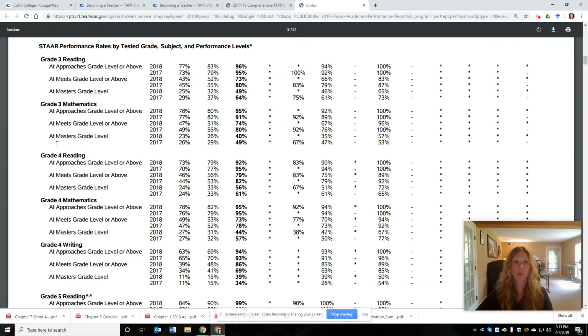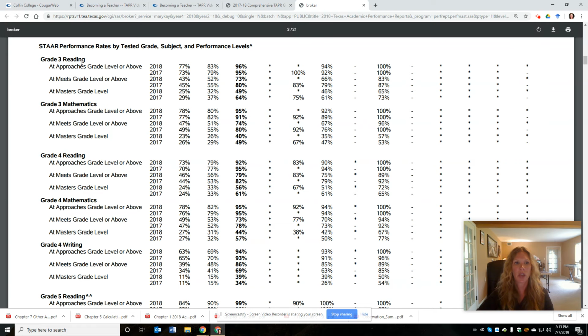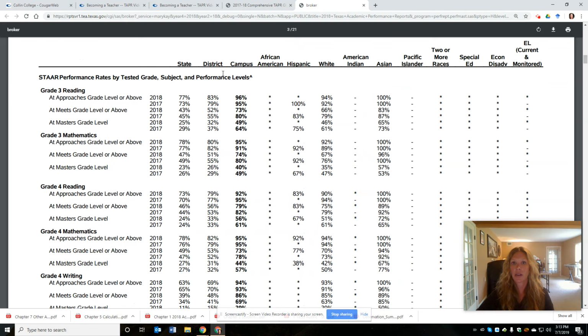So it's going to report out performance data for the tests that are given on that campus. So if your campus doesn't have 3rd and 4th grade, or doesn't have 4th and 5th grade, it's only going to report out those numbers tested at that campus. First off, it's going to report it in 3 ways: approaches, meets, or masters. And it's going to report it out based on the campus number, break it down by race, and then also break it down by some special populations that are required by the federal law to report on, which would be SPED, economically disadvantaged, and ELL.